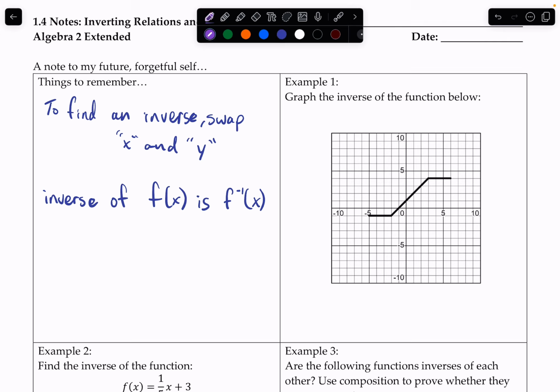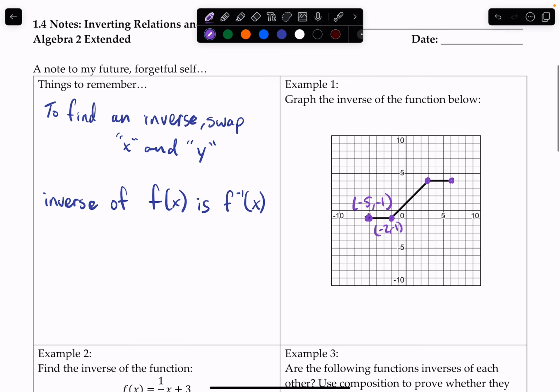So for example, what does that look like? If I have this relation that is plotted on this coordinate plane, this has like 4 kind of distinct coordinates. One at -5, -1, another point at -2, -1, one at 3, 4, and finally a point at 6, 4. So these are kind of the distinct points.